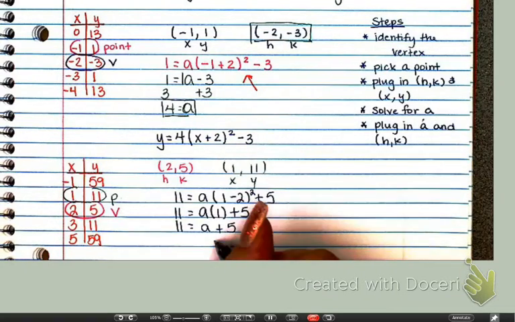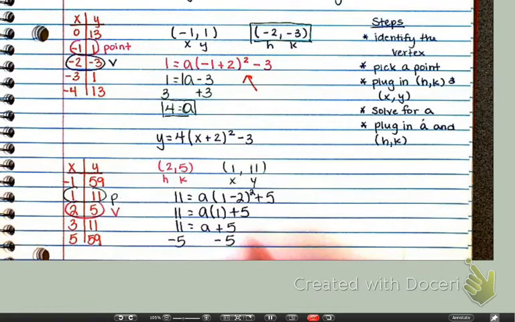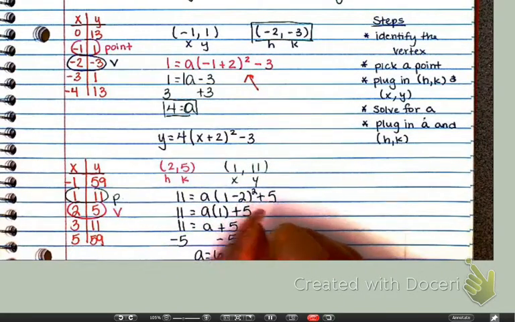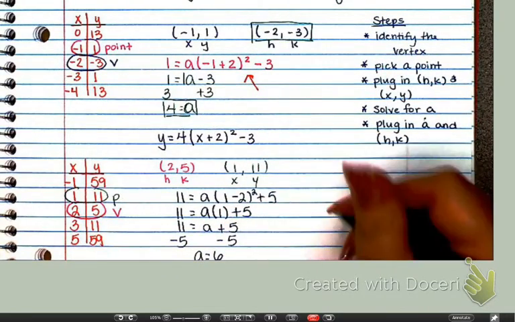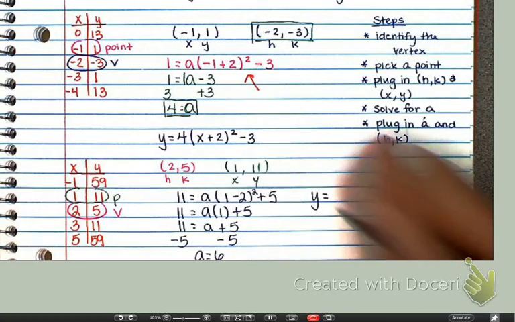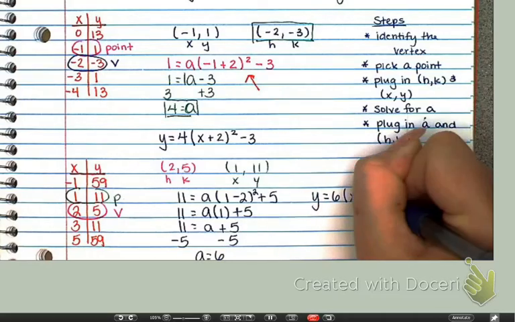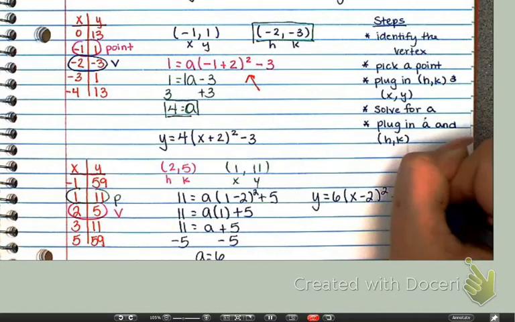Now I can solve by subtracting 5 from both sides, which means a equals 6. Final answer is y equals 6 times (x minus 2) squared plus 5.